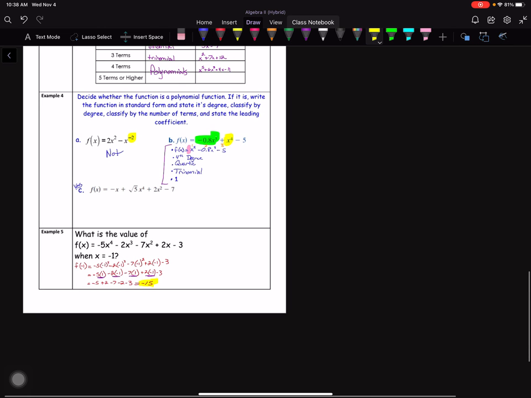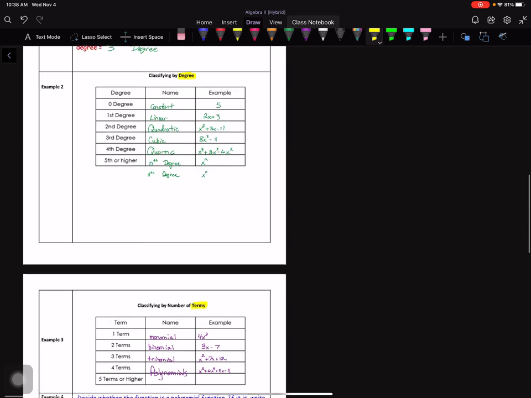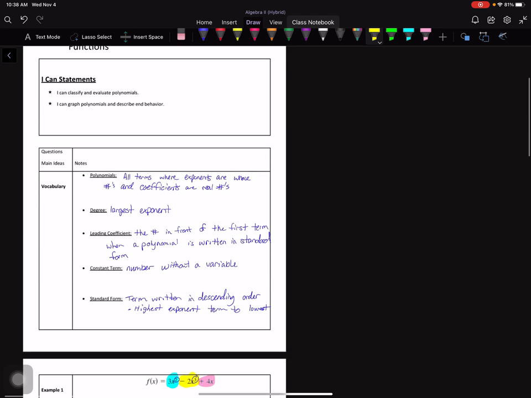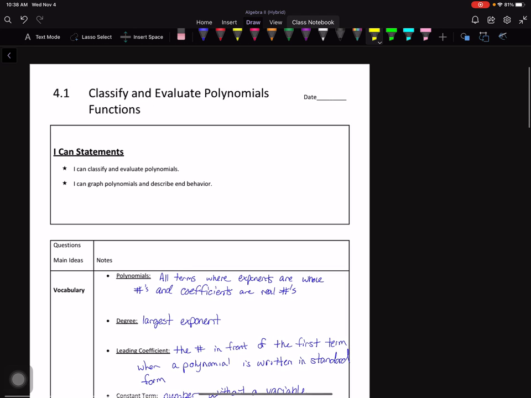So there you go. Section 4.1, a lot of vocab. Naming polynomials by degree and terms can be kind of confusing, but we'll get some more practice here the rest of the week.